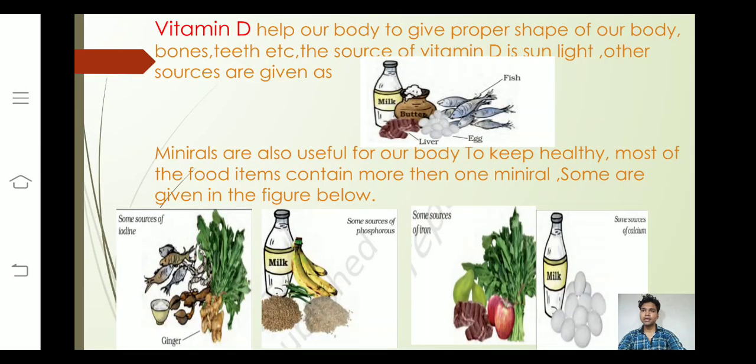Friends, vitamin D. Vitamin D helps our body to keep the proper shape of our bones, teeth, etc. The source of vitamin D is sunlight. Actually, we can say that sunlight is the major source of vitamin D. So we recommend getting up early in the morning to get the sun. The other sources are fish, egg, liver, milk, butter, etc.